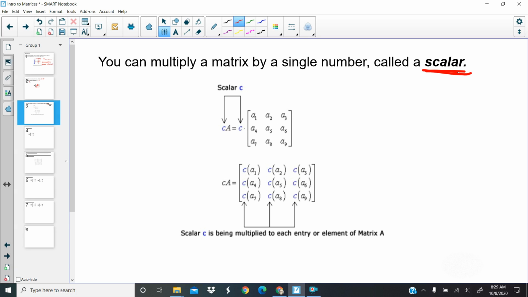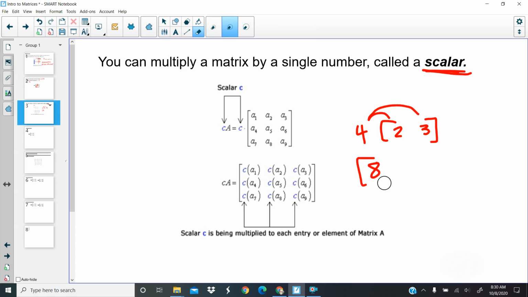So if you had a short one, like a 1 by 2 matrix, say 2, 3 was my whole matrix, and then I had a scalar on the outside of, say, 4, then if I wanted to multiply 4 by that matrix, I would just distribute that 4 to both of those terms. So it would end up being 8, 12. Oops, there shouldn't be a comma in there, I did that out of habit. And that would be your new matrix after multiplying by the scalar of 4.